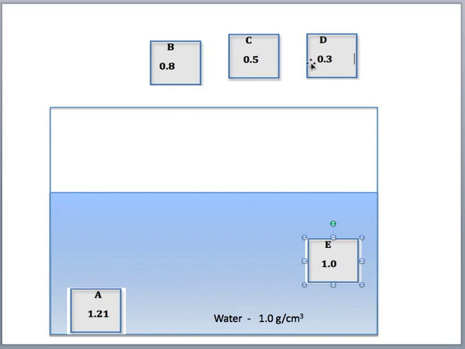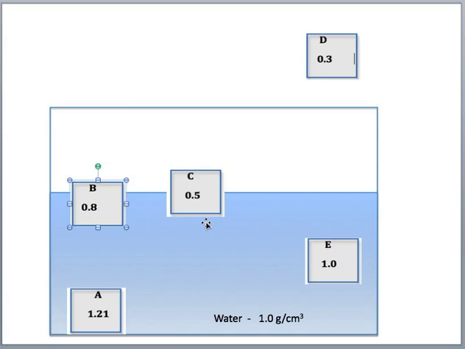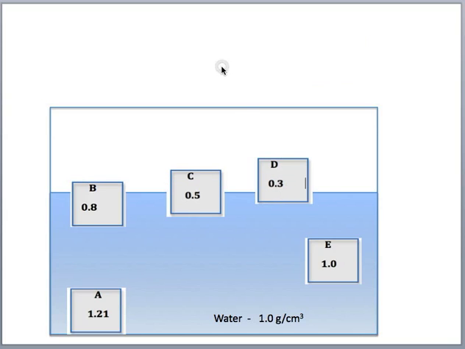Now B, C, and D are all less than 1, so they're going to float at different heights. C, let's start with that one. It's 0.5, so you'd find that half of it is going to be above water, half below water. B, at 0.8, is a little bit more dense. We'd find that about 80% would be underwater and 20% on top. And of course, D would be quite a bit out of the water, maybe about 30% underwater, 70% above water. That's pretty much what that would look like.